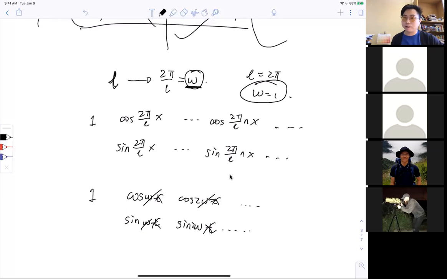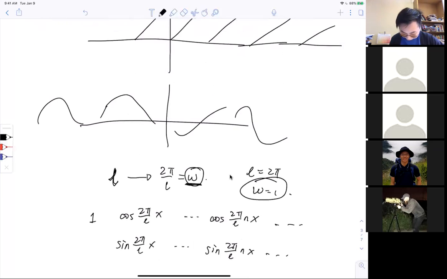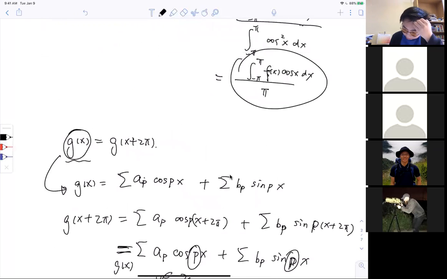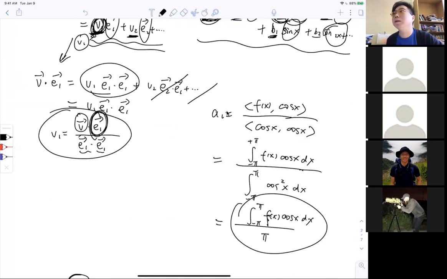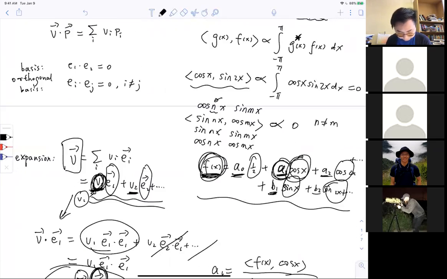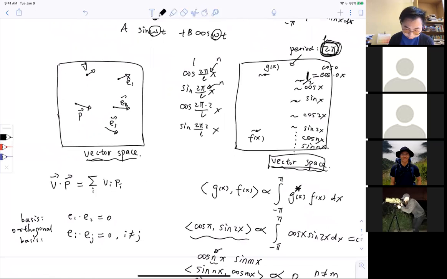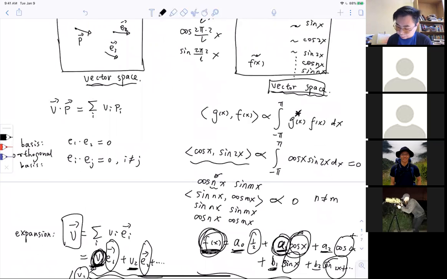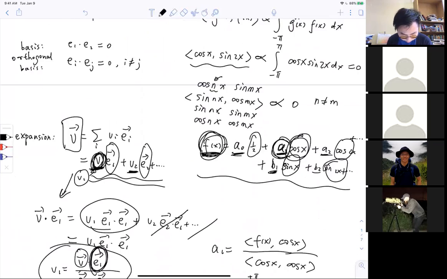Of course, 2 pi is just a special number. So what else do I want to say? The point I want to make here is that this kind of expansion is similar to what we did with vectors. It's always good to relate what we are learning to something we are familiar with, right?